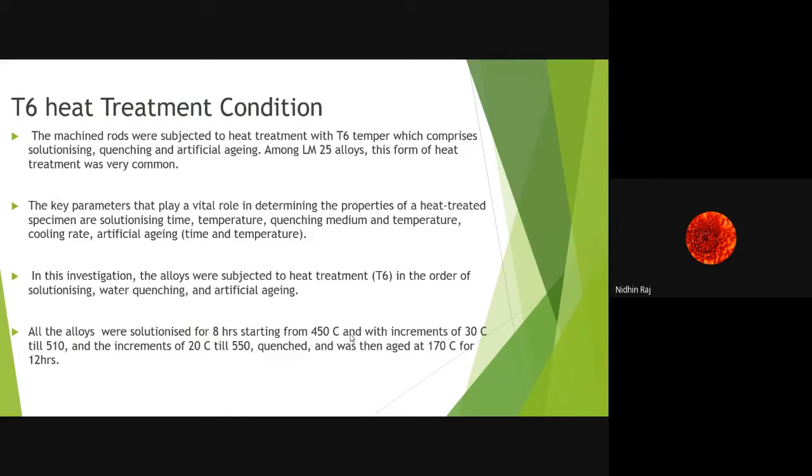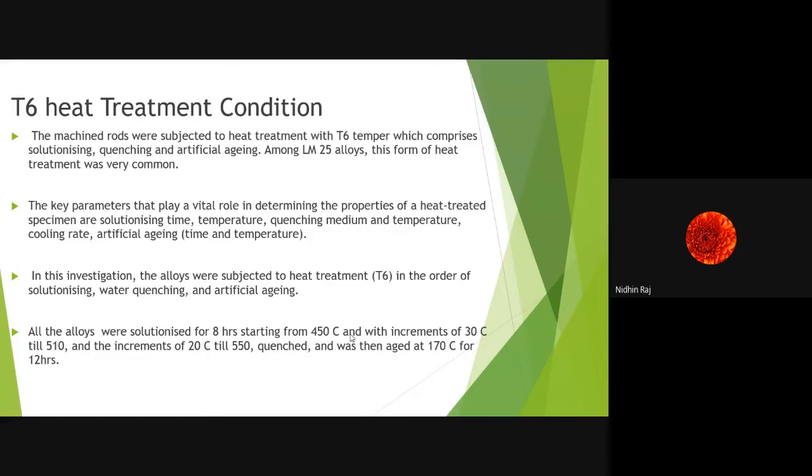Now coming to the T6 heat treatment conditions, the rods produced here were subjected to heat treatment with a T6 temper. This T6 temper comprises solutionizing, quenching, and artificial aging. This combination is what is referred to as T6. Among LM25 alloys, this form of heat treatment is very common. We have even a paper which describes that the key parameters that play a vital role in determining the properties of the heat treated specimens are solutionizing time and temperature, quenching medium and temperature, cooling rate, and artificial aging time and temperature, etc.